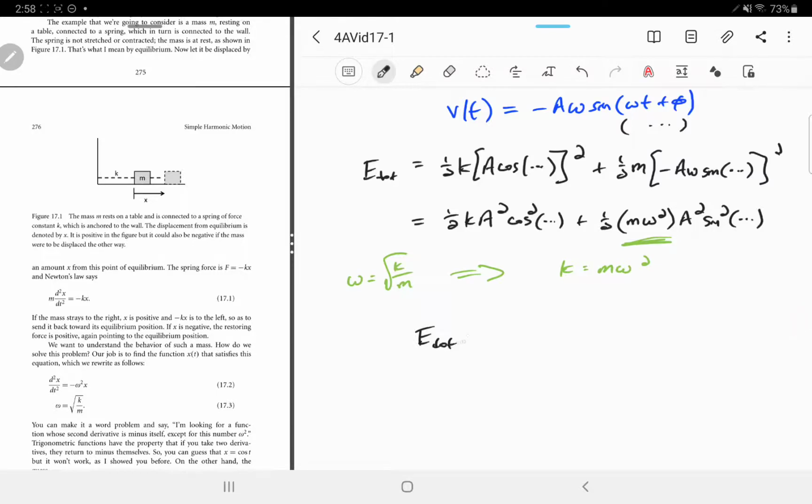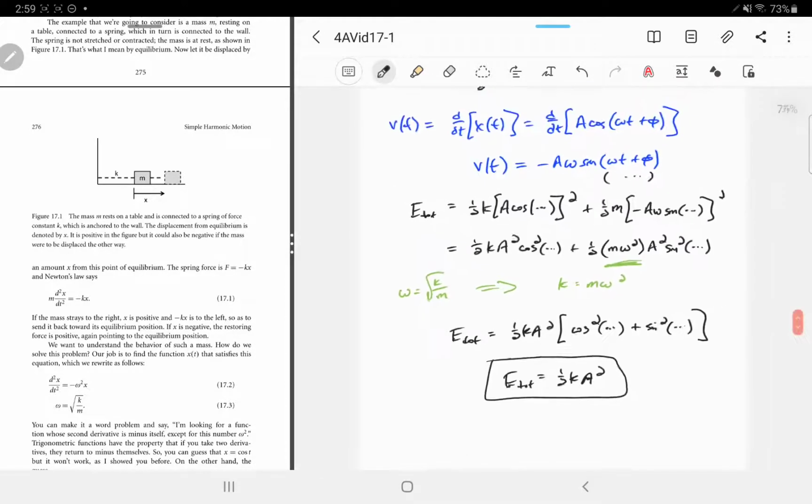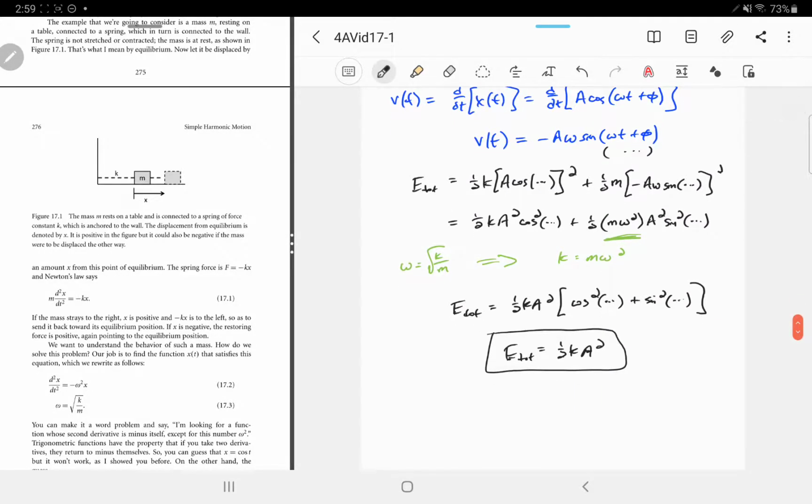And so E total is 1/2 ka squared, which is common to both of these two terms, times cosine squared plus sine squared. Now what's in here depends on time, but it's the same exact thing for both of these. So cosine squared of whatever that quantity is plus sine squared of that exact same quantity is equal to 1. And so the total mechanical energy is 1/2 k times a squared. So the amplitude is constant, even though the x value of motion is changing.